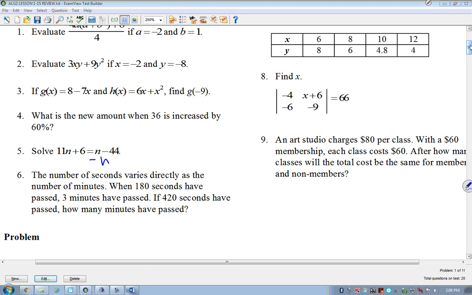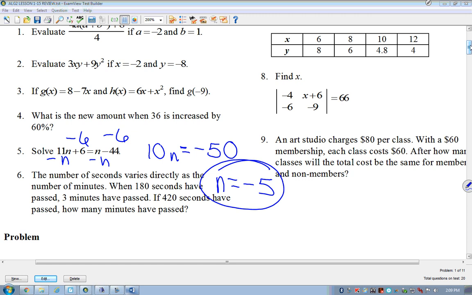Okay, so what can we do here to isolate the variable? Subtract the n on both sides and subtract the 6 on both sides. What's 11n minus n? 10n. What is negative 44 minus 6? Negative 50. What am I doing with the 10? Dividing on both sides. All right. What is n then? Negative 5. Awesome. Yeah, number 11.